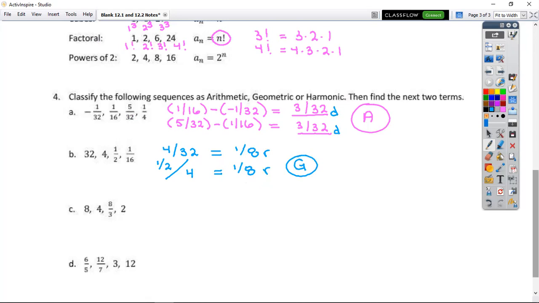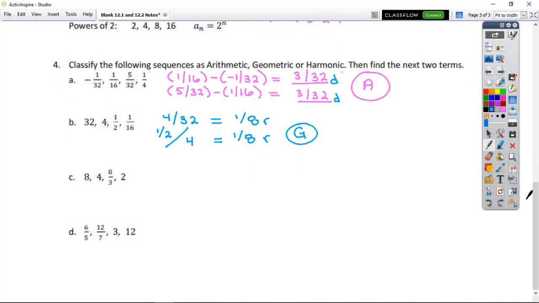Okay, now letter C. I've got some fractions in here. This is obviously not going to be the arithmetic. So I'm going to look and see if I can do something with reciprocals instead here. So I'm going to see if this one is harmonic first because it doesn't appear to be the others. So that means I'm going to flip these. So this 8 would become a 1 over 8 like that. If I take the 4 and flip it, that's going to give me a 1/4. Hold that thought. Take this one and flip it. That's a 3/8.